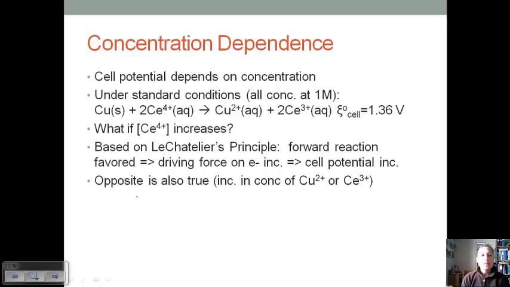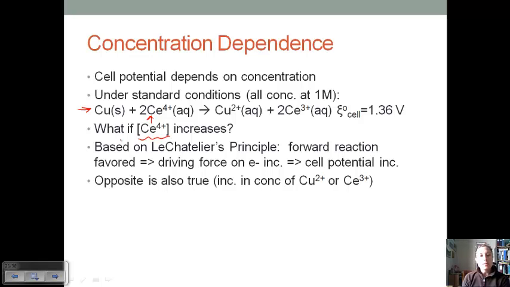And so let's say we have this balanced redox reaction. So we have copper solid plus Ce4 plus ion, and we've got a standard reduction of 1.36 volts. Well, what if one of our ion concentrations increases? And this happens to be one of our reactants. Well, if you think back to Le Chatelier's principle, the forward reaction will be favored because we're adding more reactants, which will then push the reactants toward the products. And so the forward reaction will be favored. And so this means that the driving force on the electrons will increase and the cell potential will increase.